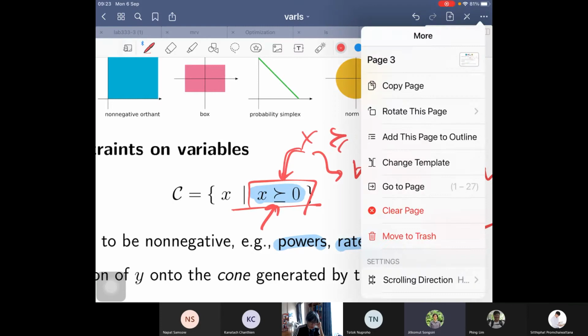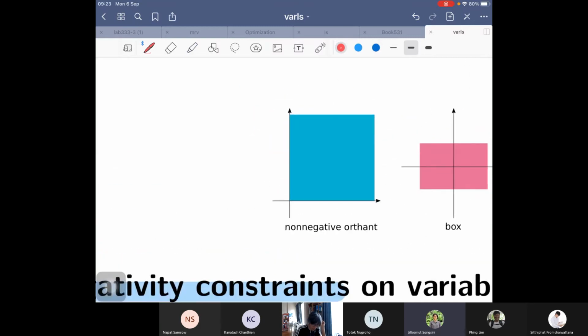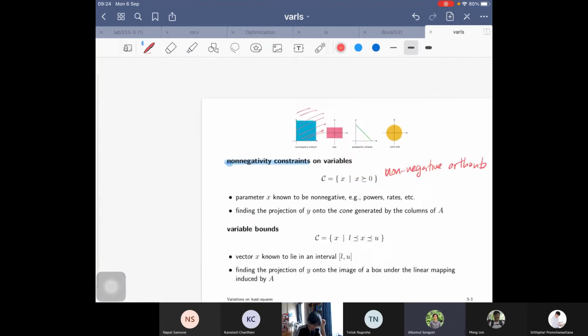The set C here has a name. It's called the non-negative orthant. It is given by the whole first quadrant of R^n.